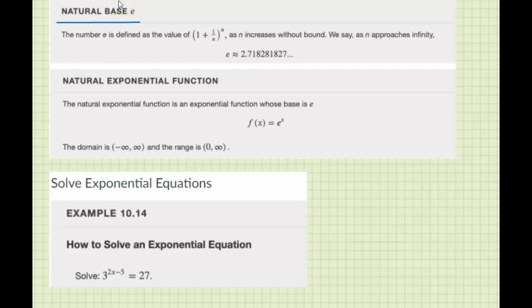So e is a number in your calculator. e is approximately 2.718 and so on. It's one of those numbers like pi, right? Pi is 3.14159, but it's a universal constant. So this is called the natural base. Okay, the natural exponential function is e to the x, so you have the base of e.